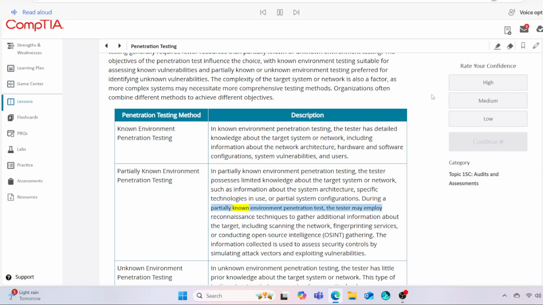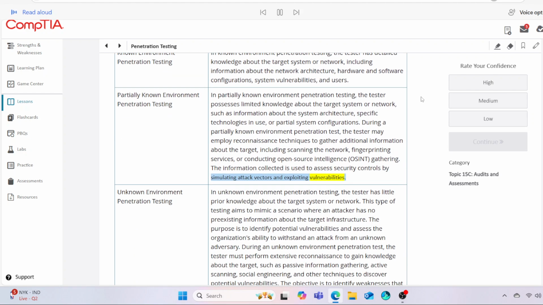During a partially known environment penetration test, the tester may employ reconnaissance techniques to gather additional information about the target, including scanning the network, fingerprinting services, or conducting open source intelligence, OSINT gathering. The information collected is used to assess security controls by simulating attack vectors and exploiting vulnerabilities.